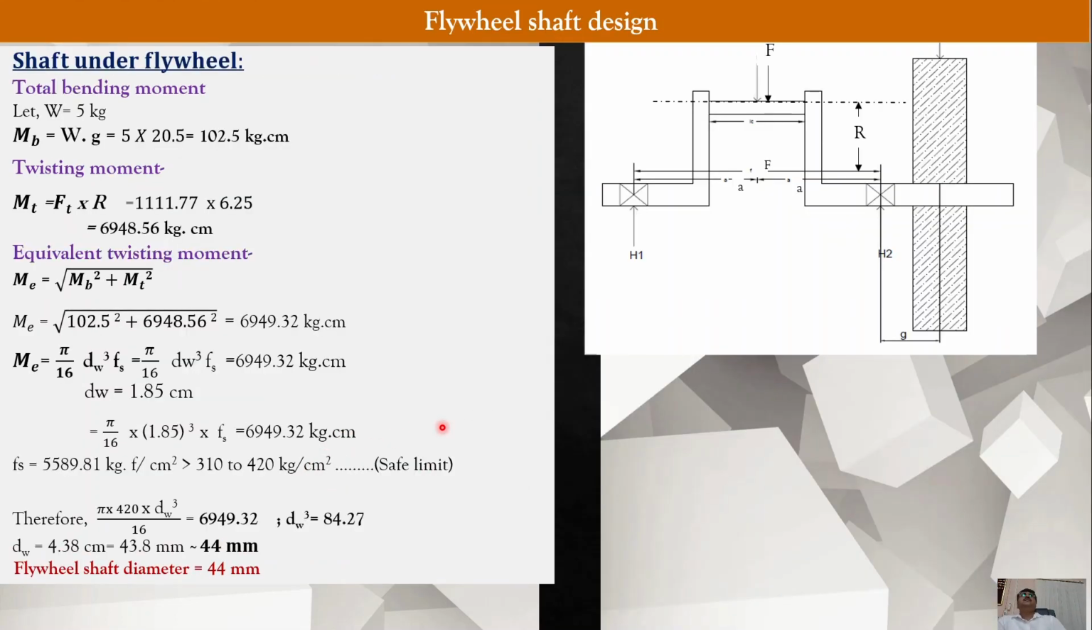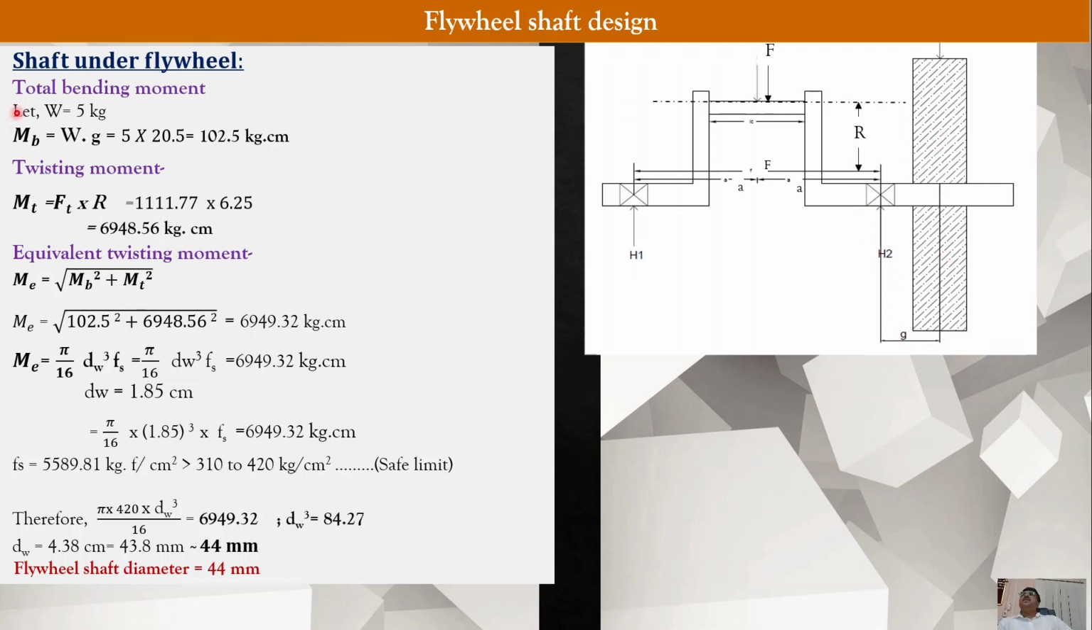Then let's see the design of flywheel shaft. So looking at the flywheel, it is not supported. It is supported at one end only. This is the hanging type of flywheel.